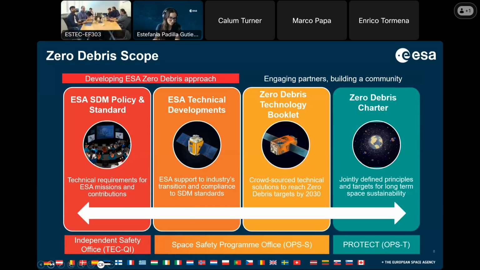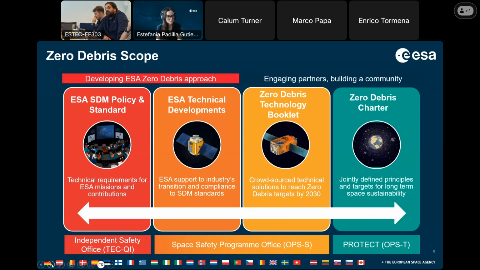Here we report the zero debris scope and the different actors inside the agency that are taking part in this transition phase. First of all, on the left, you can see the effort of the Independent Safety Office, TQI, which is leading the technical requirement definition for ESA missions and the contribution to the ESA space debris mitigation policy and standard.